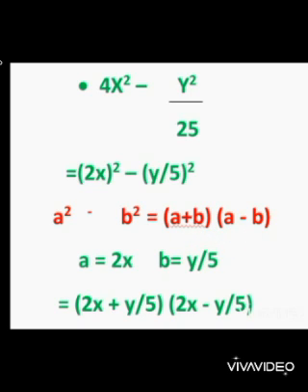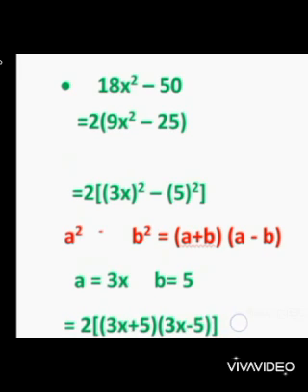So a value is how much here? 2x, and b value is y by 5. Now let us substitute a and b value in a plus b into a minus b. So you will get here 2x plus y by 5, 2x minus y by 5.